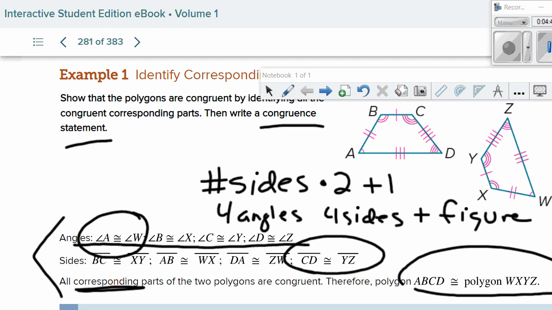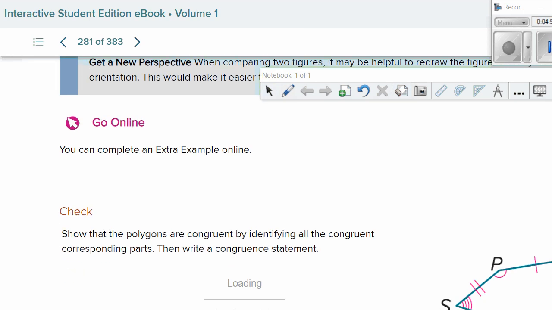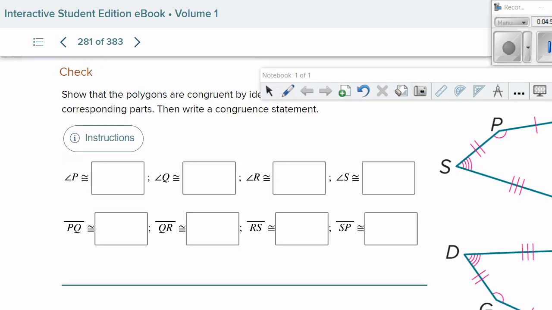Okay. If you take a look at this particular one down here, they just want you to practice this. So once again, I have a four-sided figure. It's not really a trapezoid, it's just a quadrilateral, but I got to match up sides. So angle P should be equal to angle G. Angle Q should be equal to angle F. Angle R should be equal to angle E. And angle S is equal to angle D.